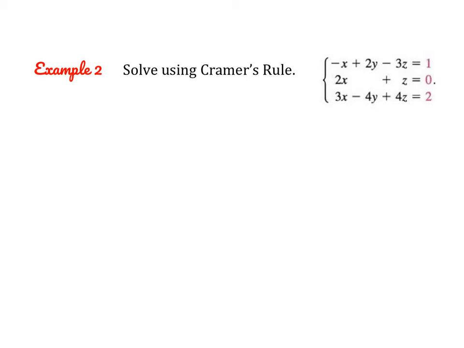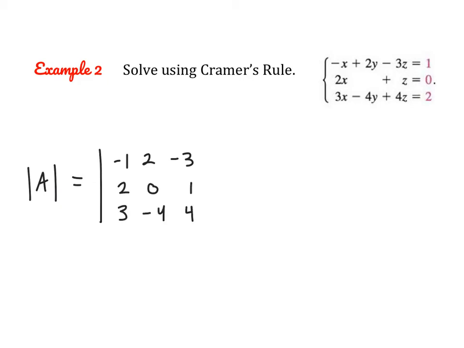All right, now we're going to try it with a 3 by 3, but the setup is going to be the same. The first thing that we're going to check is that the determinant of our coefficient matrix is not equal to 0. So we have -1, 2, -3, 2, 0, 1, 3, -4, 4. You can simplify this in any way that you want, but the determinant of this matrix is going to be 10.